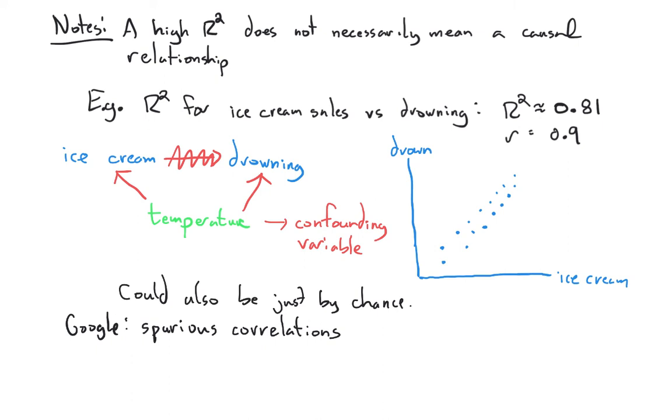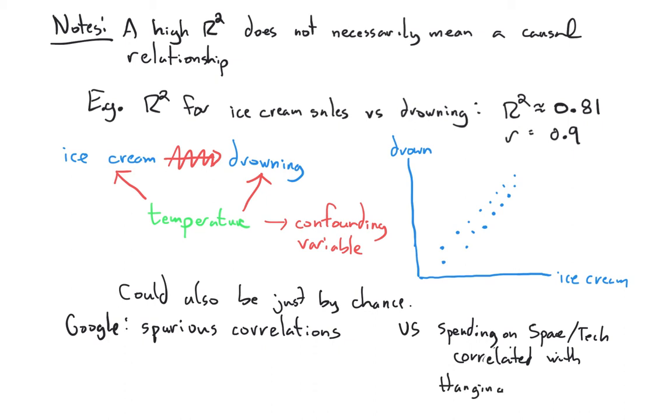It turns out that, for example, U.S. spending on space and technology is very highly correlated. Let me write that a little better. Correlated. It's very highly correlated with suicides by hanging, strangulation, and suffocation. So let's just call them hanging suicides.